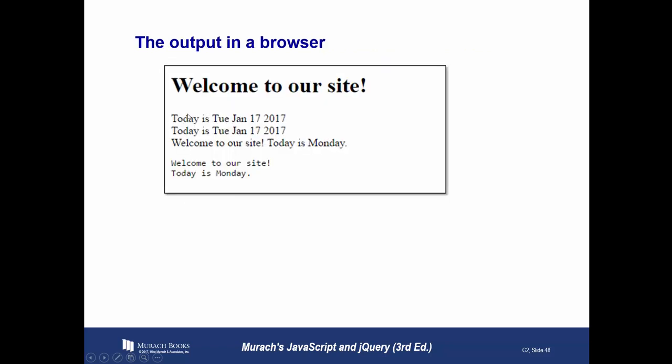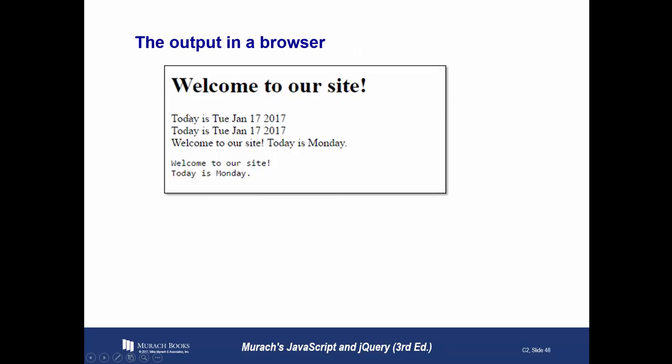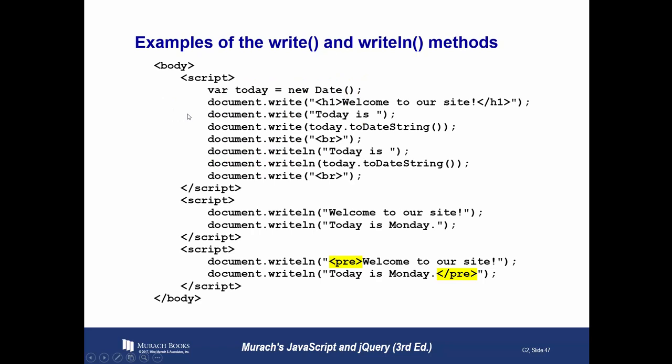Again, if I came in here and put in this code, I'd get this stuff. It would say today is Jan 22, 2018. It would say it again. Welcome to our site. Today is Monday, like it says here. That said Monday because it put the word Monday in there.